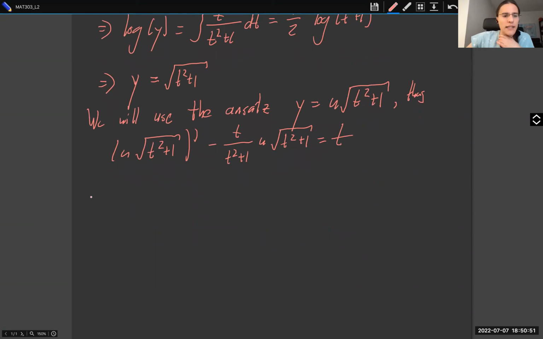As a consequence, let's just use the product rule on this. So we get u prime times square root t squared plus 1, plus u, and what's the derivative of this?